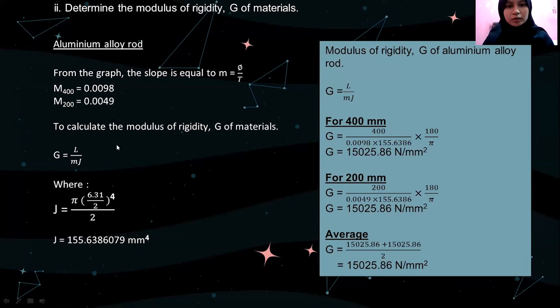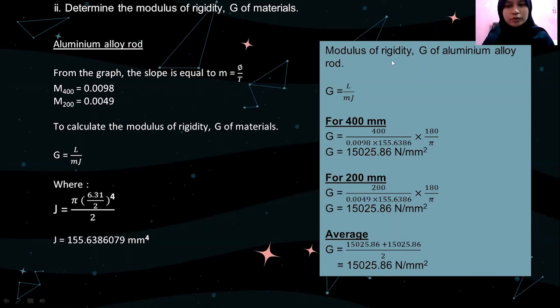So to calculate the modulus of rigidity of materials, we can use the equation G equals L divided by MJ, where L is the length of the rod, M is the gradient, J is the polar moment of inertia. Okay, first we need to calculate the value of J, as we don't have the information of J. So from the calculation, J is equal to 155.6386079 millimeter to the power of 4.